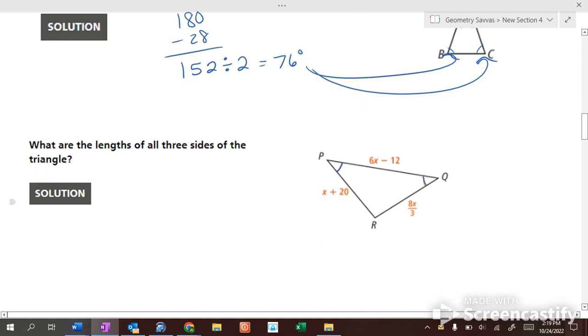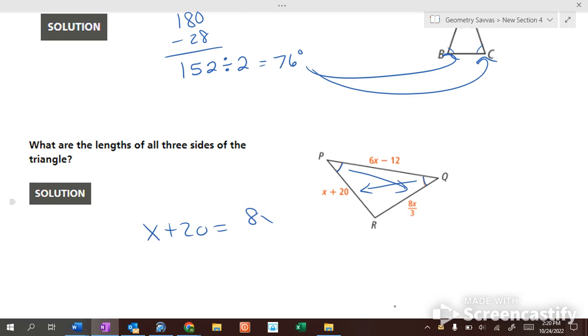If these two angles are congruent, which two sides are congruent? PR and QR, PQ and RQ, or PQ and PR? PR and QR are the sides opposite of the two congruent angles. So x plus 20 equals 8x over 3. Now, how many people in here just love to work with fractions? Yeah, I didn't see any hands go up. Most of you guys don't like working with fractions. So let's not work with fractions. Let's get rid of it. How can I get rid of this fraction? By multiplying both sides by 3. Gets rid of the fraction.